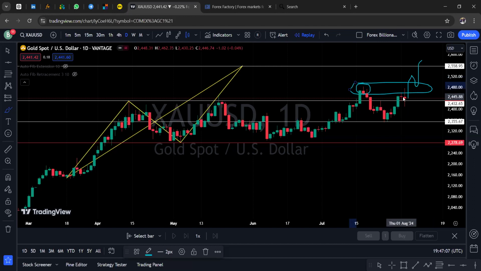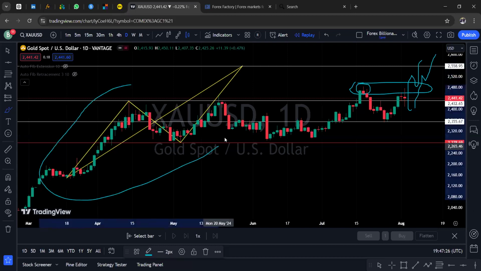The only thing that can make me comfortably buy this is either price comes back down somewhere around here, and I know that, yes, it hasn't gone down, then I buy, or it breaks above it and goes up to my next TP, which is here. When this circle is completed, this whole measured move is done. Until price gets to 2558, this measured move is still very valid.